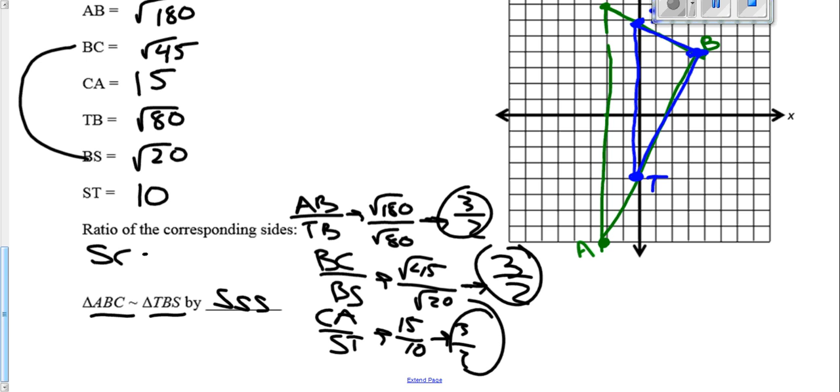Bonus question, what's my scale factor? If you can answer that question, write it on your paper, bring your answer to class, and your teacher will give you a high five. We are done for today.